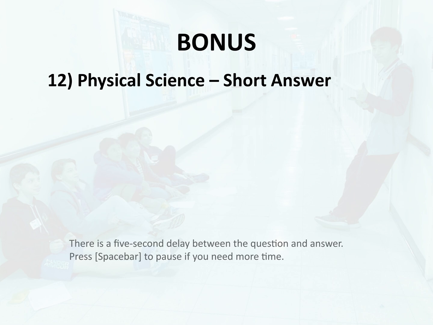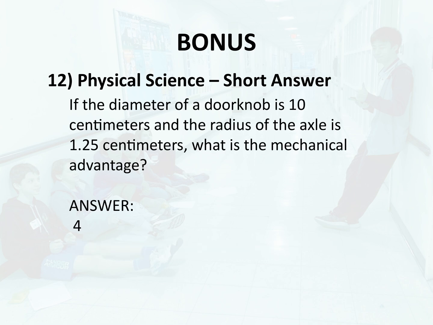Bonus 12. Physical science, short answer. If the diameter of a doorknob is 10 centimeters and the radius of the axle is 1.25 centimeters, what is the mechanical advantage? Answer. 4.